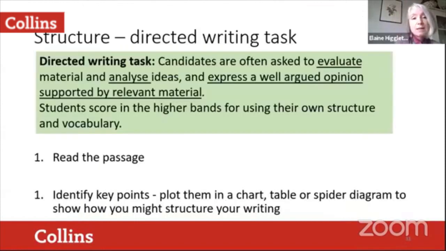The next task that we often, so planning is very important. This is the instruction, so directed writing task. Students score higher for using their own structure. This is what we suggest they do. They read the passage and then they identify the key points, plotting them possibly in a chart or a table or a spider diagram, probably not a flow chart because they don't want to copy the structure of the original passage. And that starts to give them a way in to how they can structure their own piece of writing.